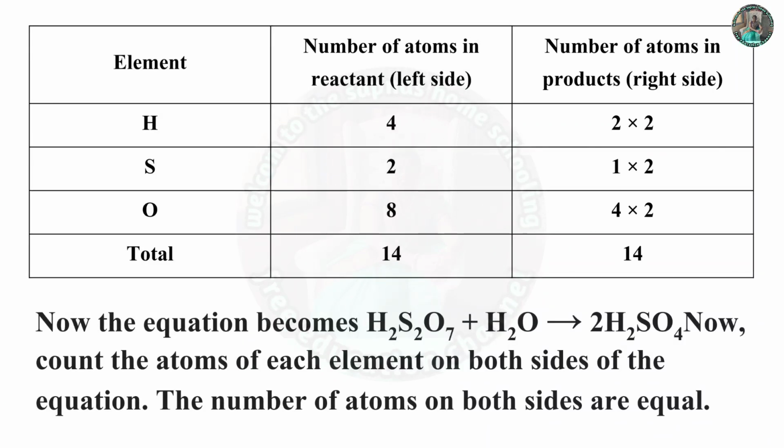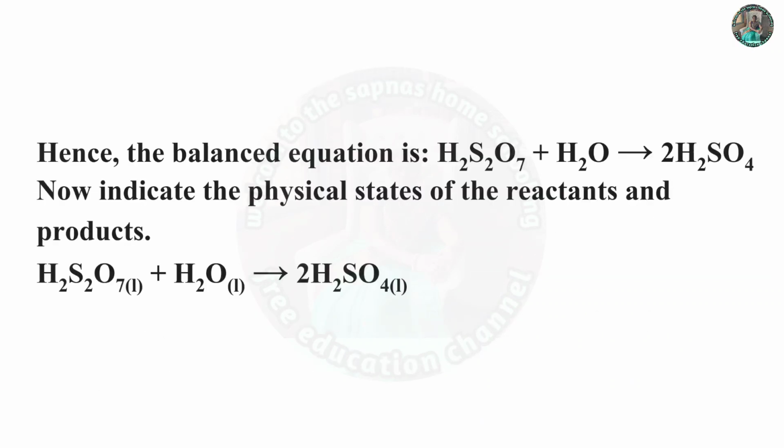Now the equation becomes H2S2O7 + H2O = 2H2SO4. Now count the atoms of each element on both sides of the equation. The number of atoms on both sides are equal. See, hydrogen is the same on the left side and the right side. Sulfur is also two here. Oxygen is 8 here and 6 there, making a total of 14 on both sides. So this is equal. Hence the balanced equation is H2S2O7 + H2O = 2H2SO4. Now indicate the physical state of the reactants and the products.